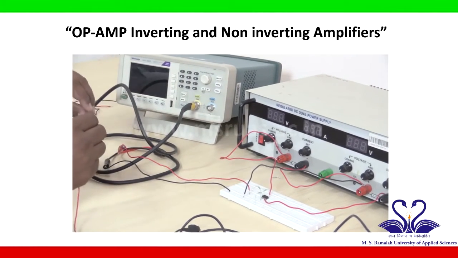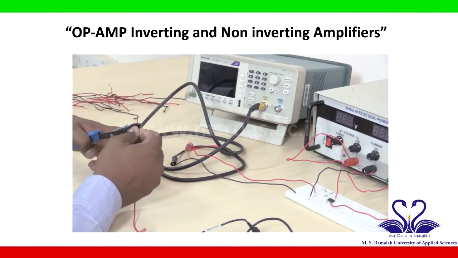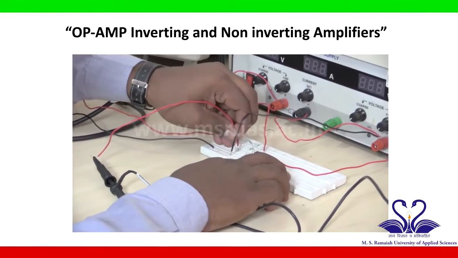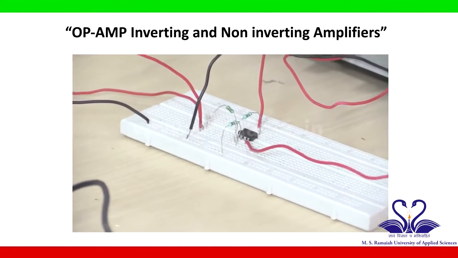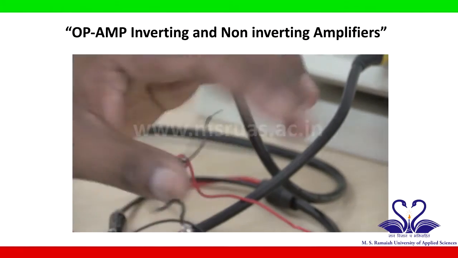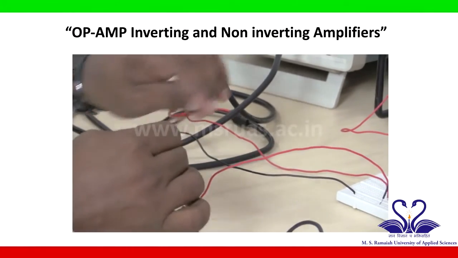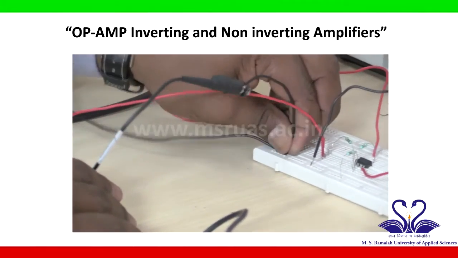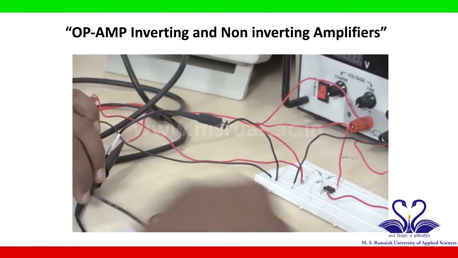So I will connect channel 1 to the positive of input. And I will take one more wire and connect to the negative of this probe, which is connected to ground. So here is a ground line. So this is how I have connected channel 1 to the input.